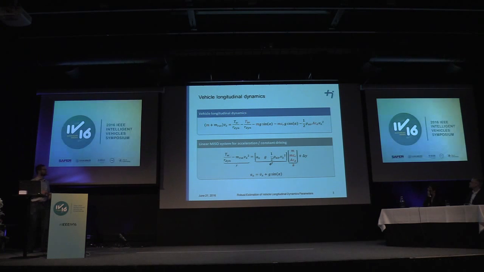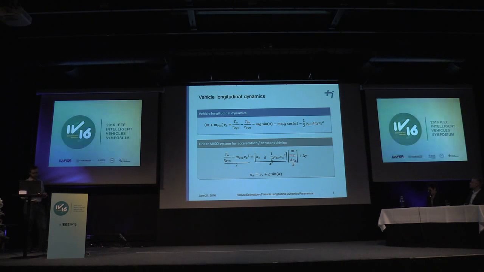In normal acceleration or constant driving phases, we can estimate the vehicle mass, the rolling resistance and the aerodynamic resistance, which are labeled here as the mass. The rolling resistance coefficient goes in together with the mass, so we cannot distinguish between both. The aerodynamic coefficient is the CD factor times the frontal area of the vehicle, which can vary, for example, when you put on a roof box. This is a simple linear model.